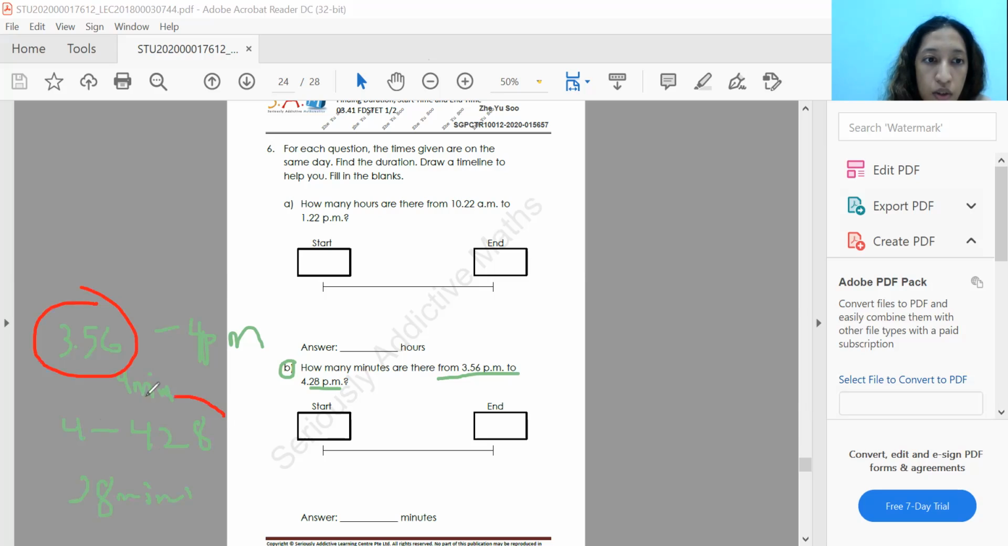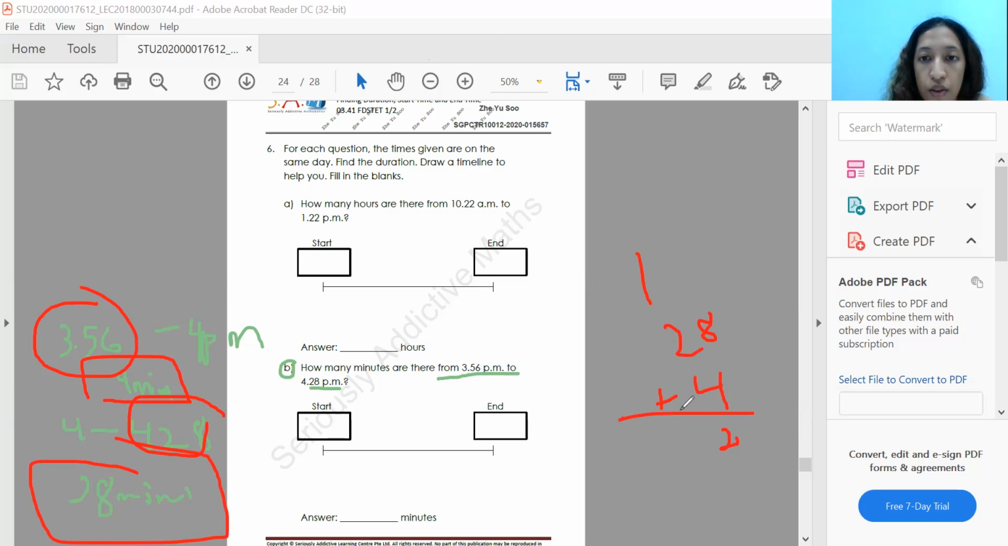So now, 3:56 to 4:28. We could take 4 minutes plus 28 minutes. What would you get? 28 plus 4, right? So you get 32 minutes. Understand? Okay, great.